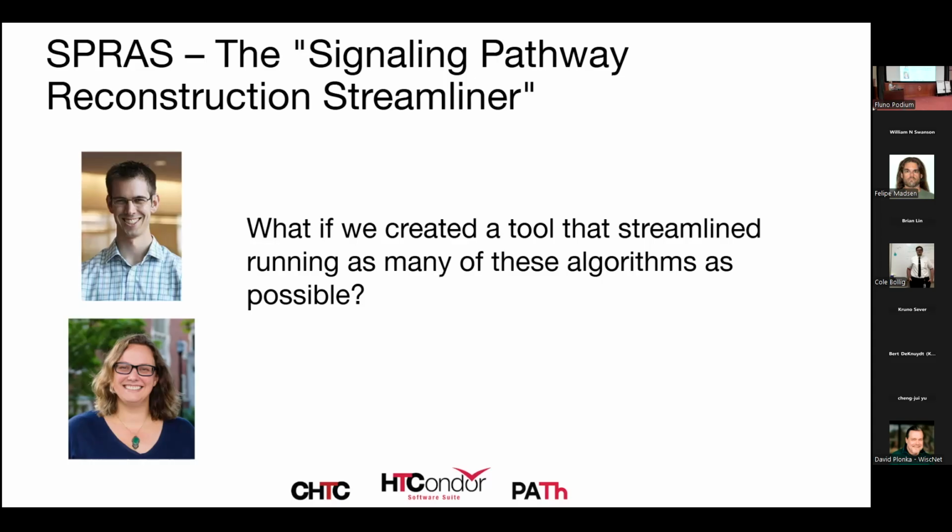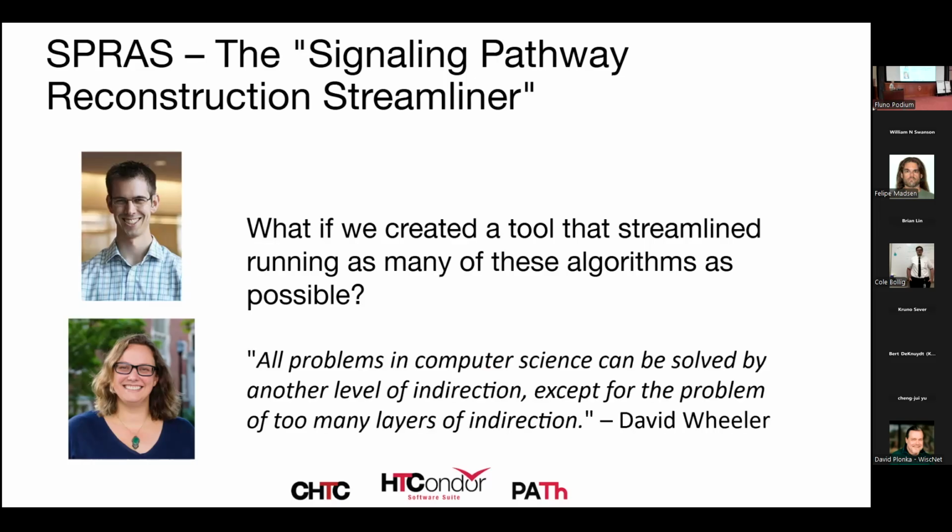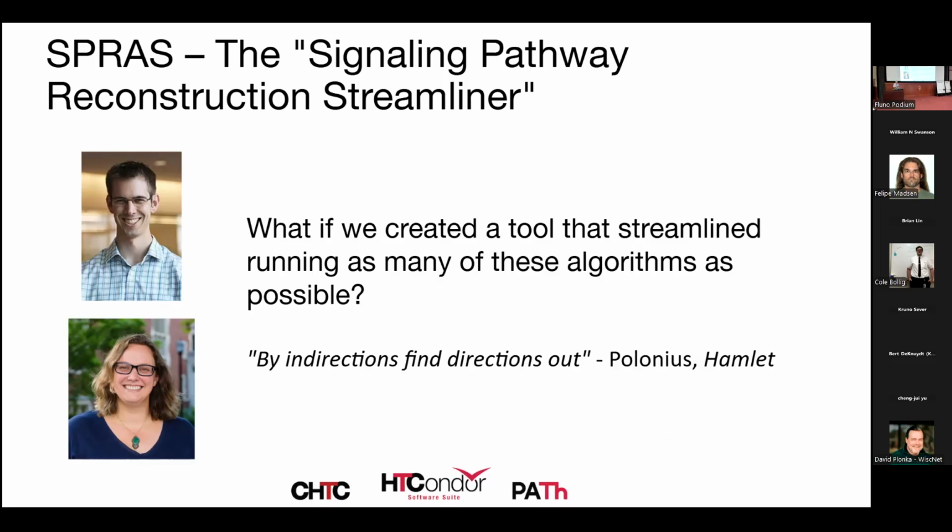And this is where SPRAS comes in, the Signaling Pathway Reconstruction Streamliner. In computer science, we're fond of this quote. We say that all problems can be solved with another level of indirection, except for the problem of too many levels of indirection. I actually think Shakespeare beat David Wheeler to it. So he writes in Hamlet that by indirections, find directions out.